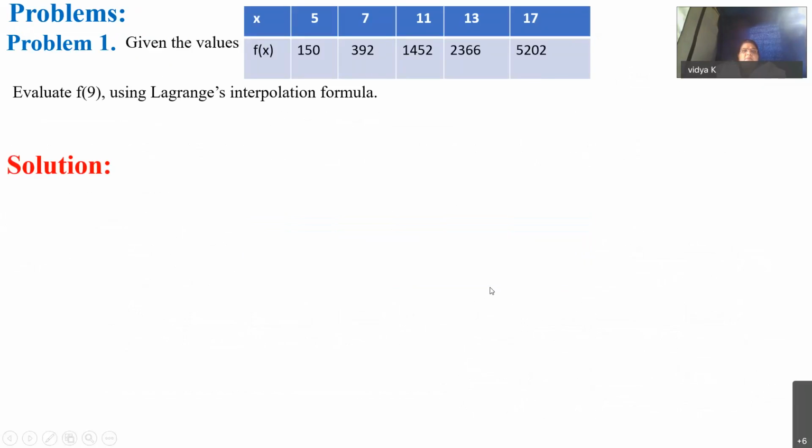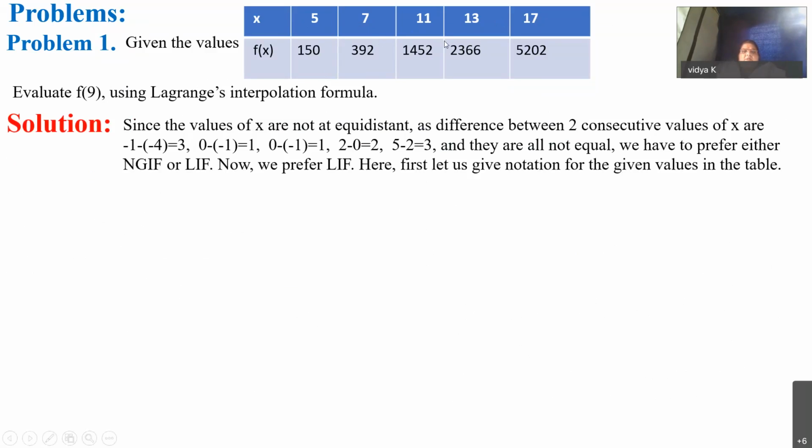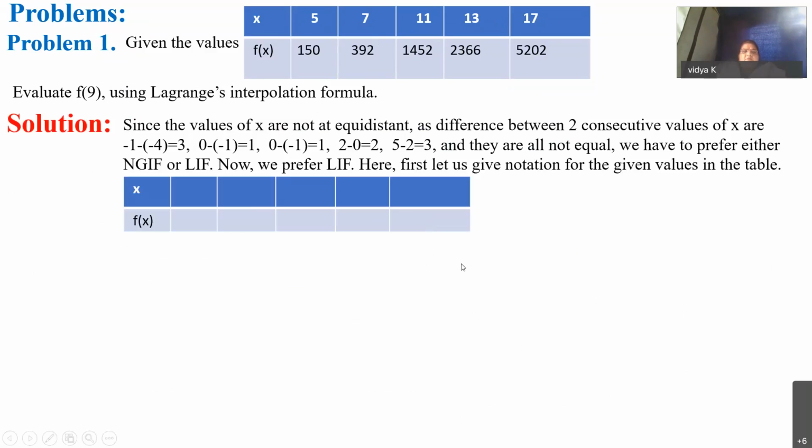Okay. Then this is the problem. So they are not at equidistance. Either you use NGIF or LIF. Here I preferred Lagrange's interpolation formula because they are not at equidistance. Now this is the formula.